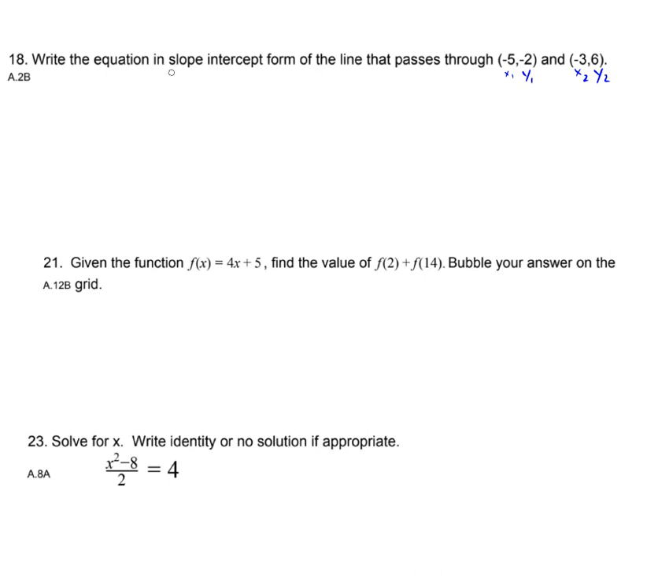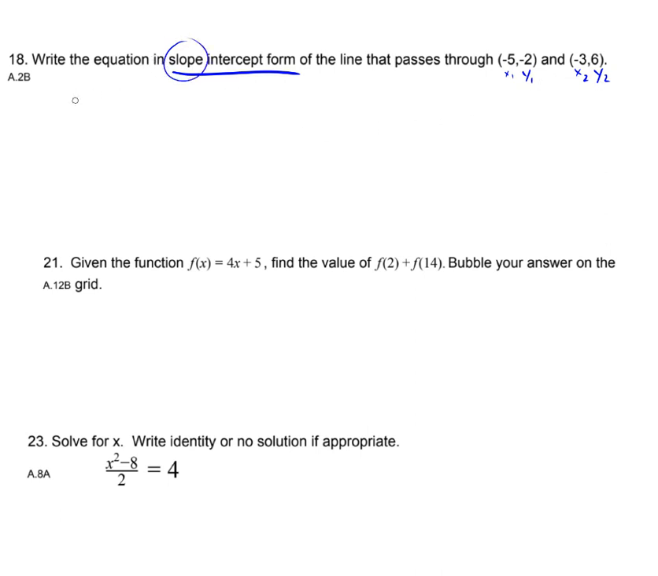So they want the equation in slope-intercept form, but there's a problem with that. I don't have the y-intercept and I don't have the slope. So unfortunately, I can't just jump to slope-intercept form. But what I can do is this. I can find a slope, and I'm going to need a slope regardless of the line that I make.